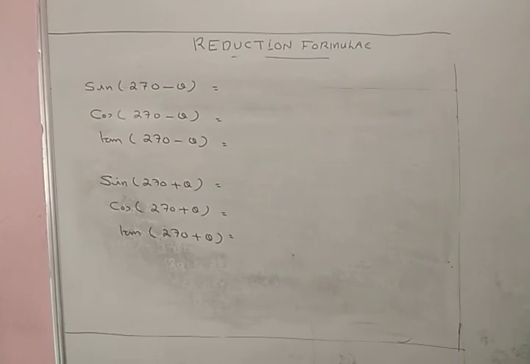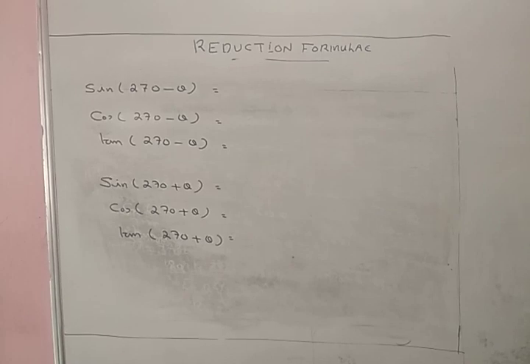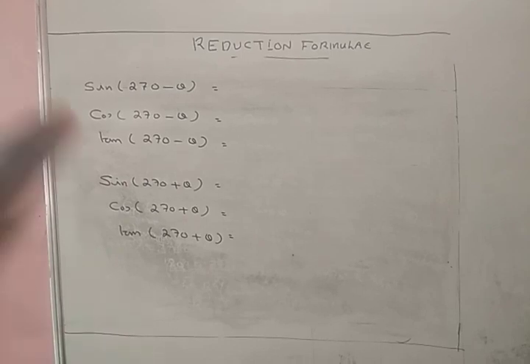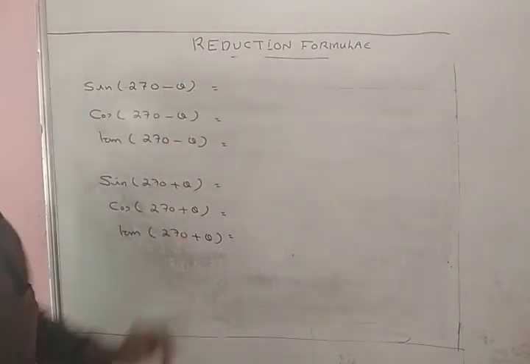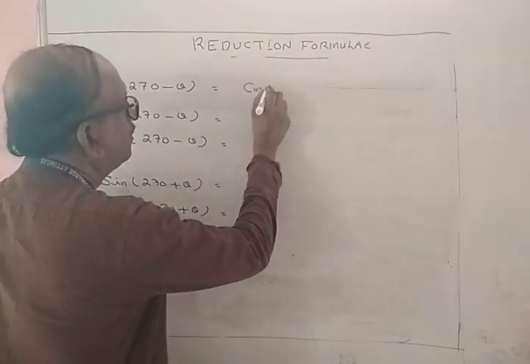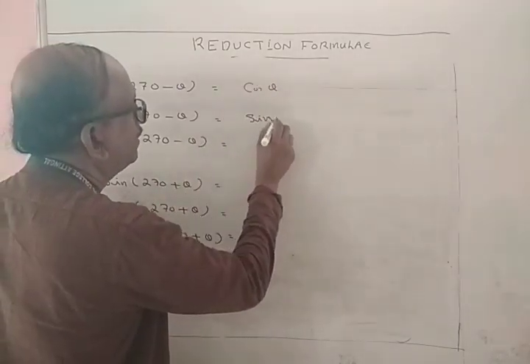Next, reduction formula for 270 minus theta and 270 plus theta. 270 is 3 into 90. Therefore, 270 is an odd multiple of 90. Therefore, sin becomes cos, cos becomes sin, tan becomes cot. In the case of 270 plus theta also, 270 is an odd multiple of 90. Therefore, sin becomes cos, cos becomes sin, and tan becomes cot. Therefore, the answers are cos theta, sin theta, cot theta.